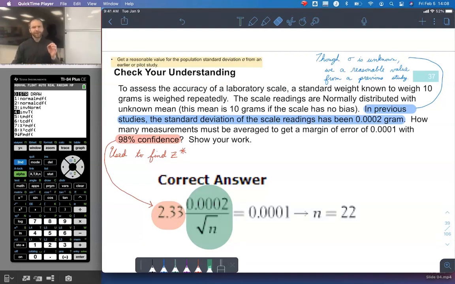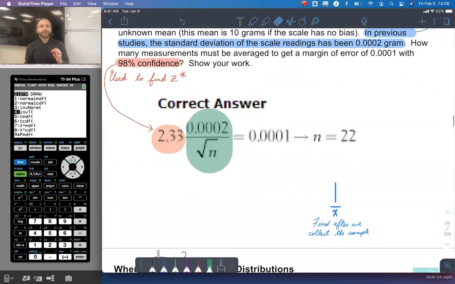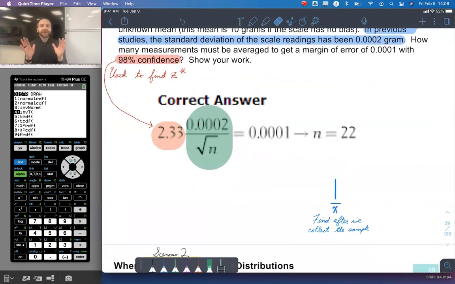And I want you to realize kind of what we're going through and what we're doing here. What happens is you have some X bar that you're going to find after you collect the sample, okay? We don't know X bar yet because we haven't collected the sample. We're trying to find what our n value is.